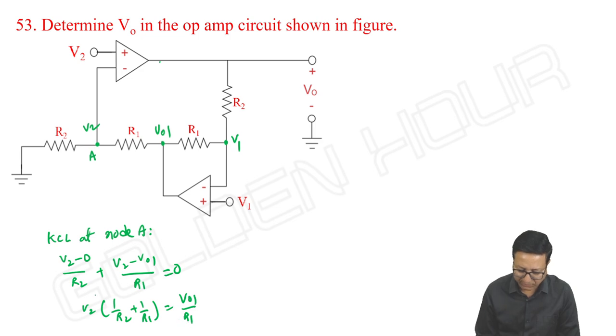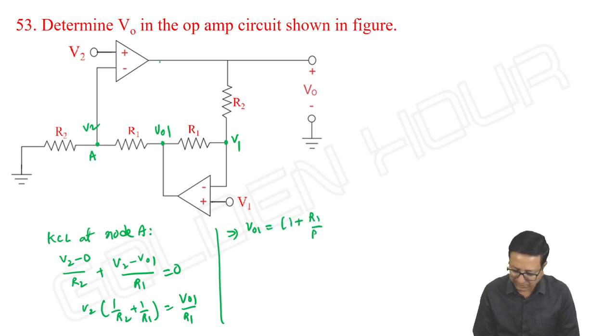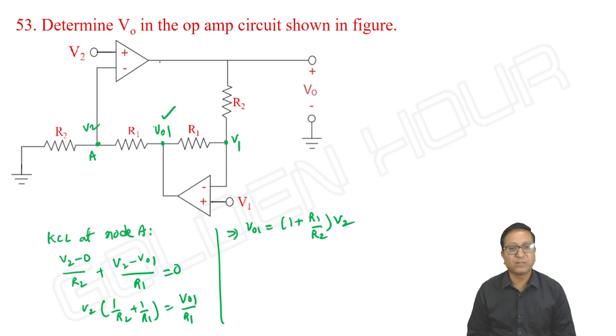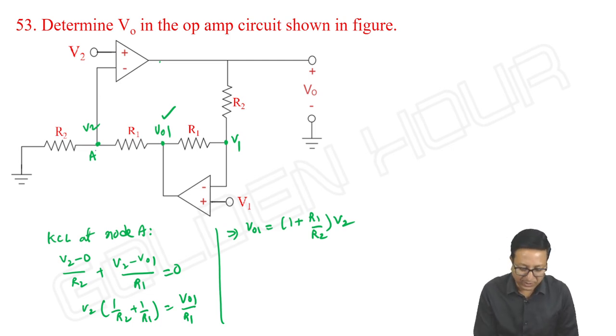Let us take this R1 to the left hand side, which implies VO1 is equal to 1 plus R1 by R2 into V2. Keep it aside. So by taking this node equation, we got the voltage at this point. Next, after virtual short, similarly take the node equation here. Let me take it as node B.